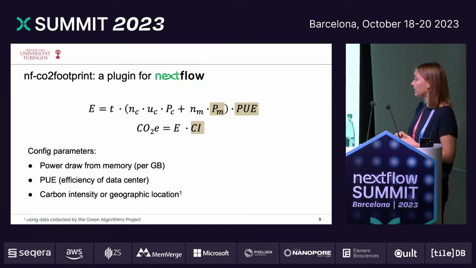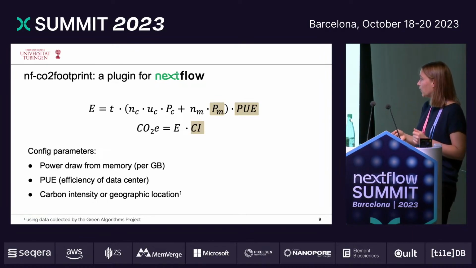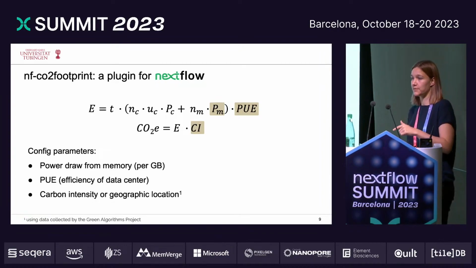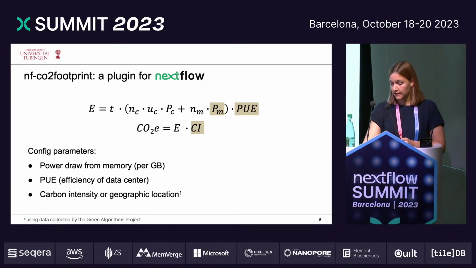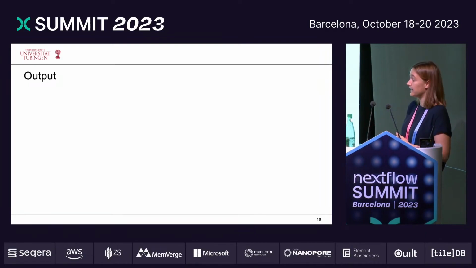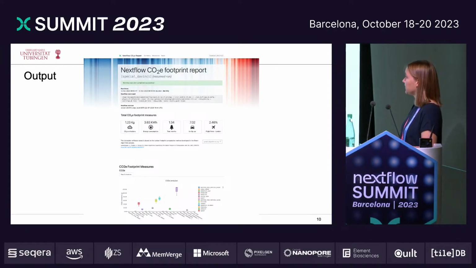And further, the users can also provide a carbon intensity value, in case they have a custom one, or provide a geographic location. And in this case, again, data from the Green Algorithms project is used in order to then retrieve a location-specific CI value. So this is the main basic concept of this plugin. It then generates multiple different output files, importantly an HTML carbon footprint report. So this provides some general information about the whole pipeline run, for example, the total CO2 emissions of the whole pipeline run, the energy which was consumed, and similar to the Green Algorithms calculator, also some equivalence values.